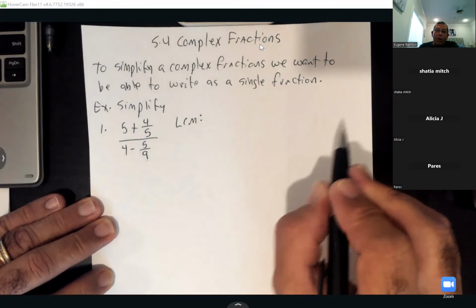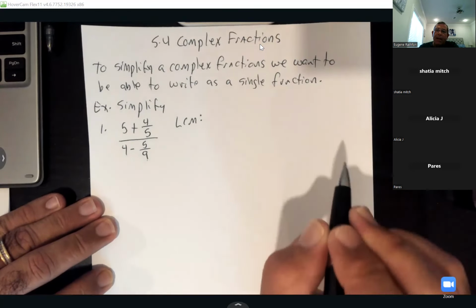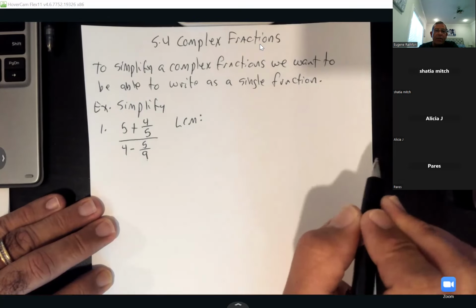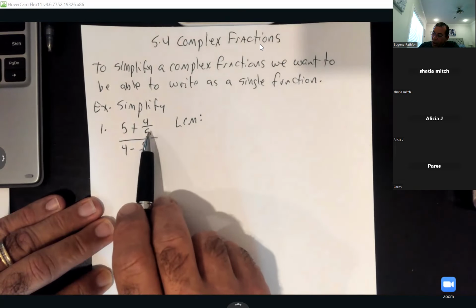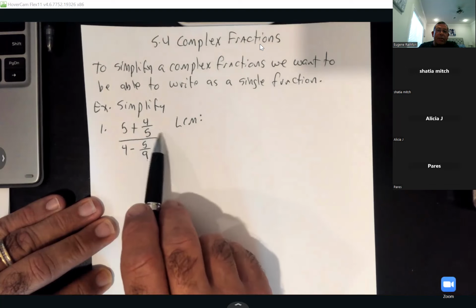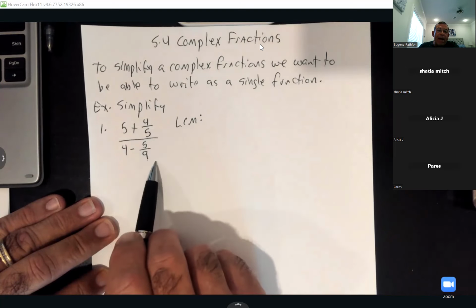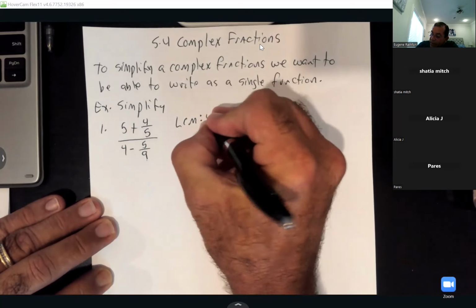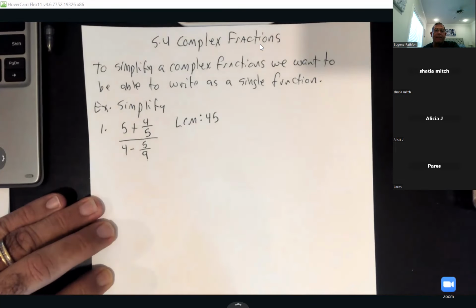Remember, we learned last week you can break your numbers down, and we had to represent all the factors. So y'all, I'm going to be quick on this. So the least common multiple between 5 and 9 would be 45.